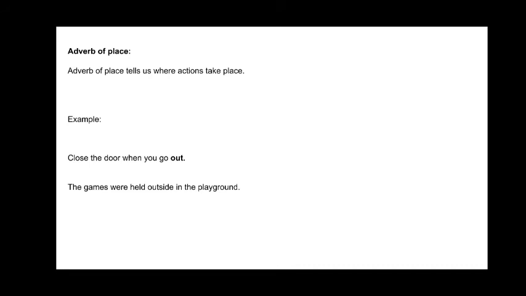Now let us learn adverb of place. Adverb of place tells us where actions take place. I repeat it. Adverb of place tells us where actions take place. For example, close the door when you go out. The games were held outside in the playground.